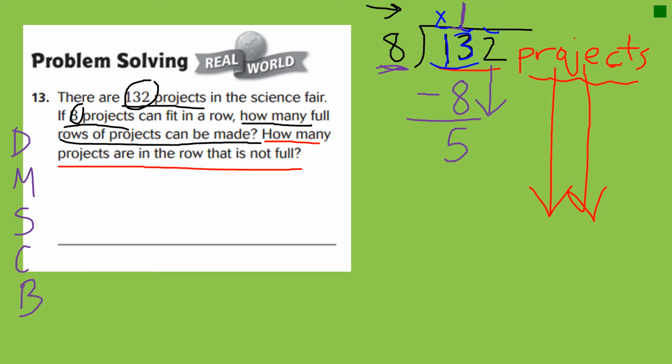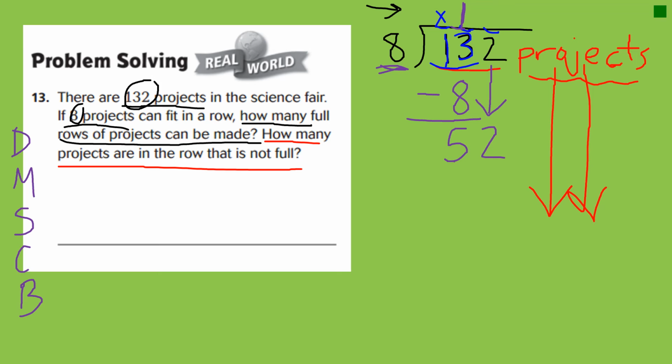Bring down 2. Okay, so now I'm thinking I have 52, and now we're talking 52 ones, right? How many times can 8 go into 52? Well, if you don't know your 8s perfectly, you can list them like I always do. Like write 8, 16. I'm going to think about 8 times 5, because I love my 5s. 8 times 5 is 40.